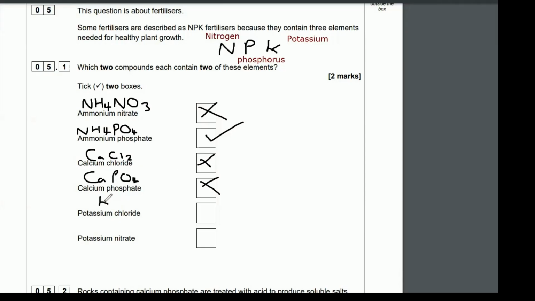Potassium chloride, KCl. It's only got potassium. And then potassium nitrate is going to be K plus, and NO3 minus. So KNO3. It's got potassium and nitrogen. So bing. That's correct. Good. Right. Let's move on.